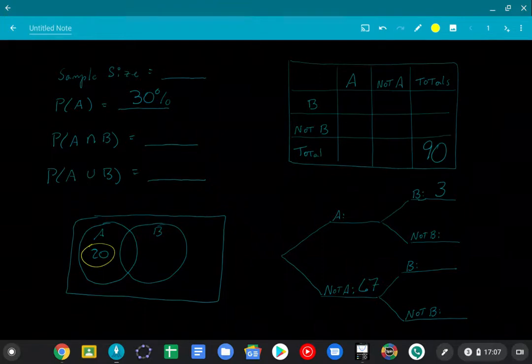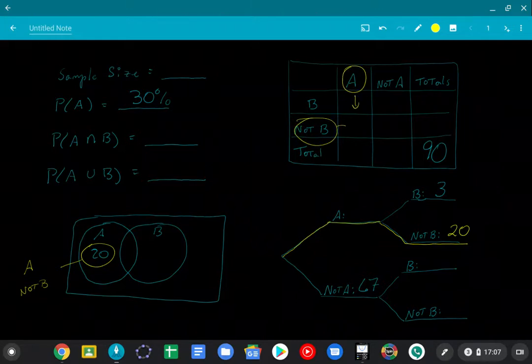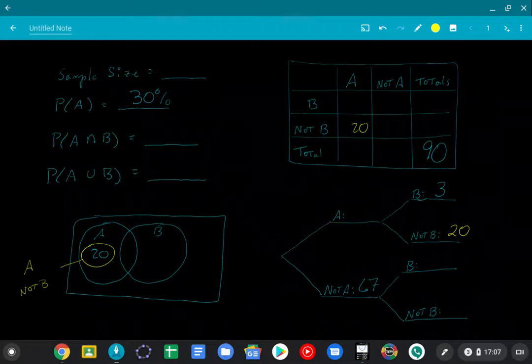That 20 right there means it's part of A, but not B. That's A, but not B. It's outside of B. So if I follow the tree diagram, it's A, but it's not B. So that would be the 20 that goes there. If I look at the two-way table, I have A and not B. That would go 20 right there. That's not too bad. As long as you can interpret what it means, you should be okay.